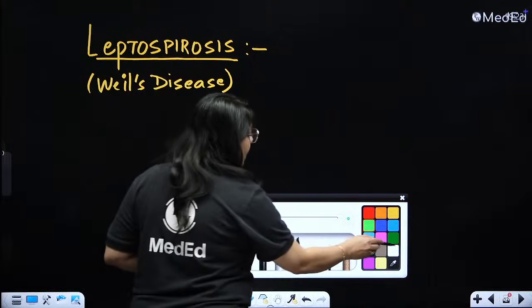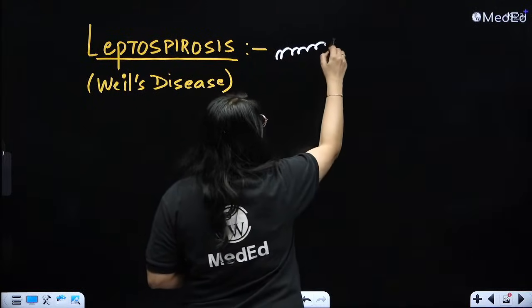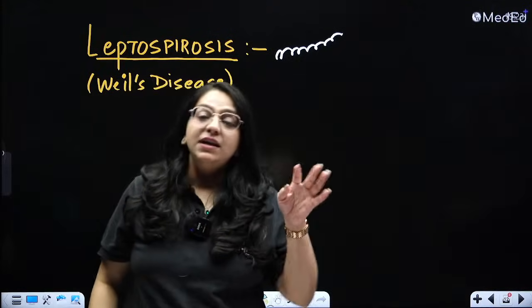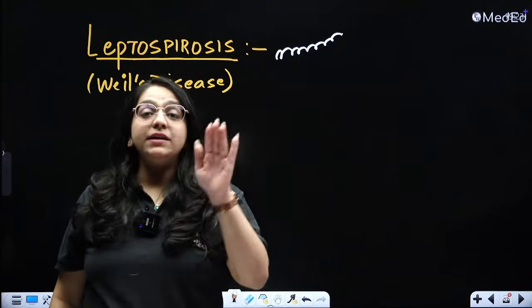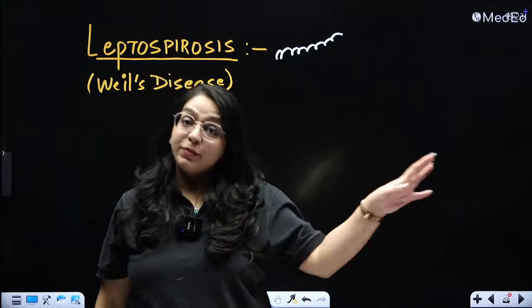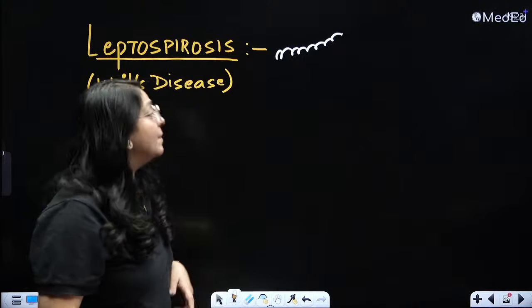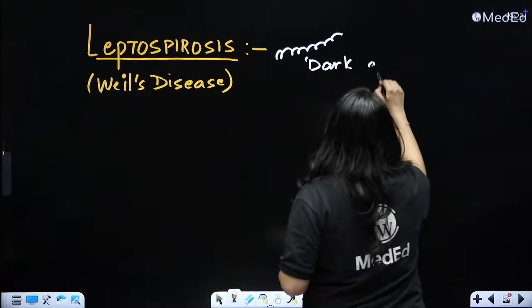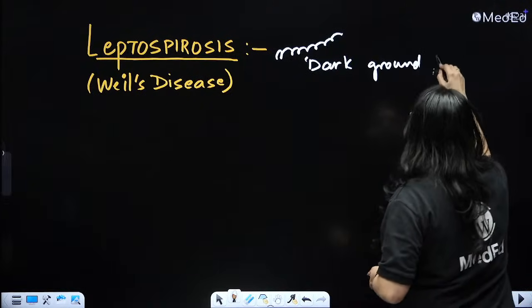You remember Leptospira, it is the spiral organism. Yes, it's the spiral organism. We say the boring triplets, the spirochetes: boring Borrelia, trip Treponema, let's Leptospira. So it belongs to that family. And we of course do the dark ground microscopy, dark ground microscopy.